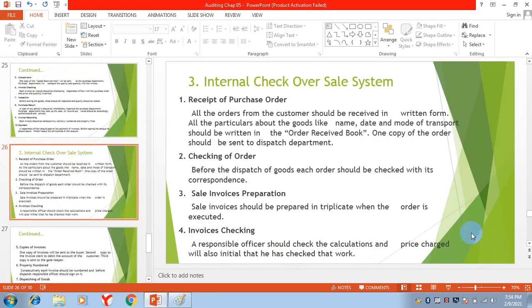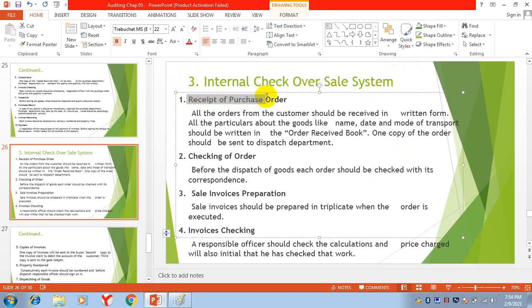Now, internal check over sales system. How will you control the sales so that there is very little chance of fraud and errors? Receipt of purchase order. First of all, when you sell goods, you first receive an order.